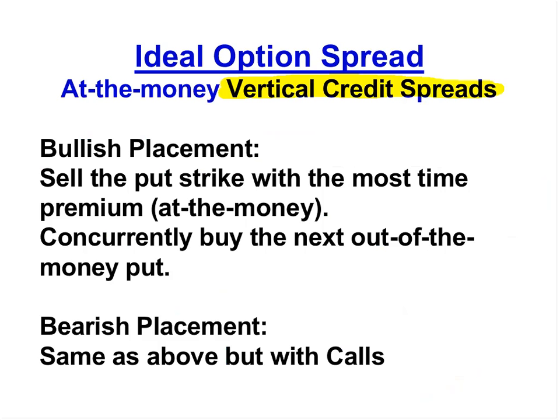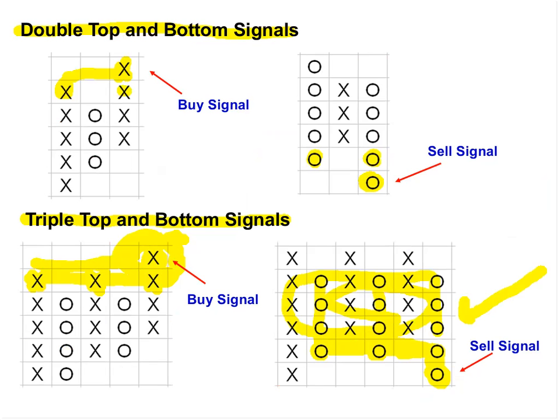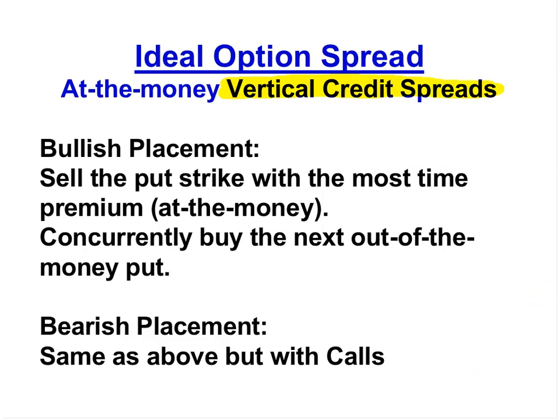Let's say that we get a triple top breakout right here. A triple top breakout. Let me switch colors here. Right here, triple top breakout, a buy signal. If we get a triple top breakout, what I'm going to propose is that we go ahead and just put on an at-the-money credit spread. Not an out-of-the-money bull put spread, none of that. We're going to go right at the money.